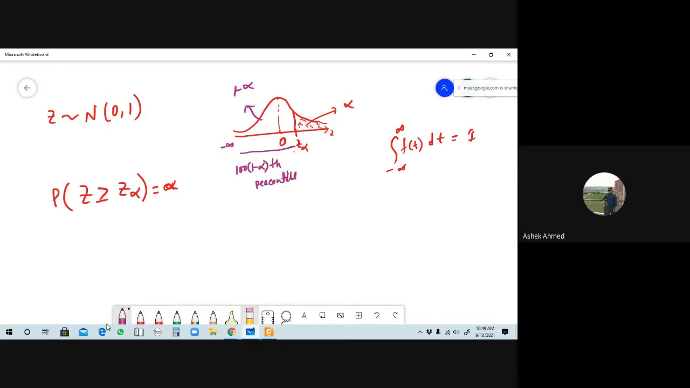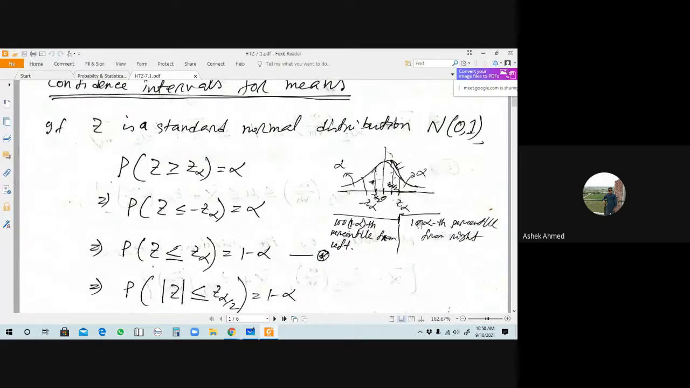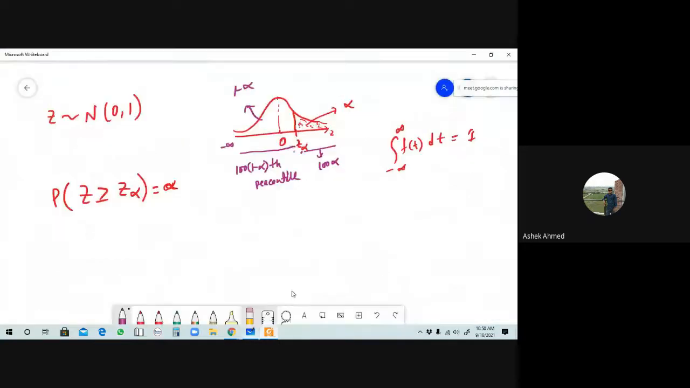Yes, sir. Right? And if you consider the right portion, then this point is the 100 times alpha percent point from the upper part. That is, the 100 alpha percentile from the right means the upper part, and the percentile here means the 100 times (1 minus alpha) percentile from the left. We understood this from here.